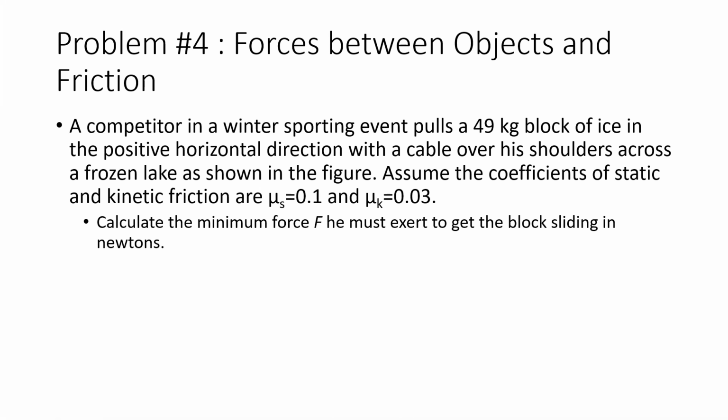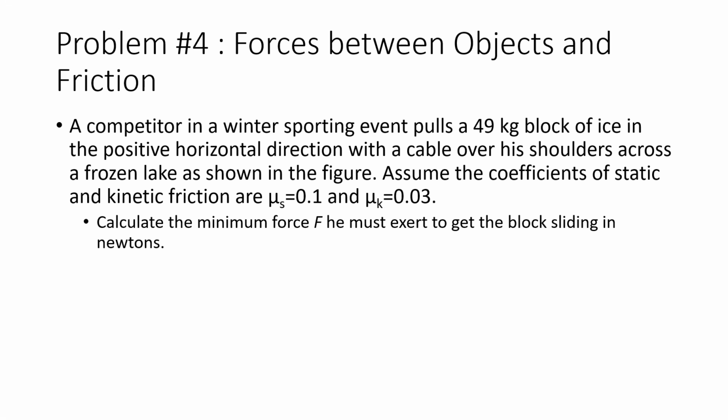The question is: a competitor in a winter sporting event pulls a 49-kilogram block of ice in the positive horizontal direction with a cable over his shoulder across a frozen lake, as shown in the figure. Assume the coefficients of static and kinetic friction are as stated.